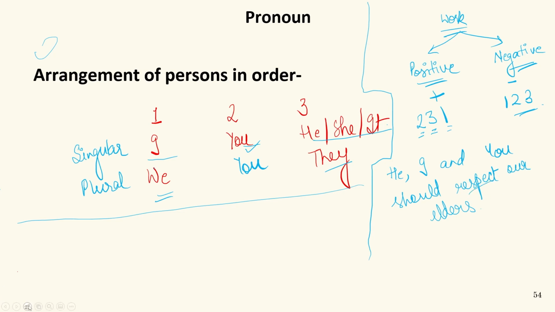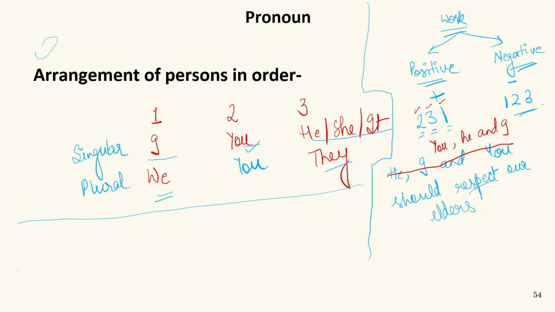But in this case, if the work done is positive, we have to follow the rule, that is 2, 3, 1. It means we should write you first, then third person he, then first person I. So the sequence or the order of these subjects is incorrect. It should be like you, he, and I. Now the order is correct. So the correct sentence will be you, he, and I should respect our elders. So this is the correct order.